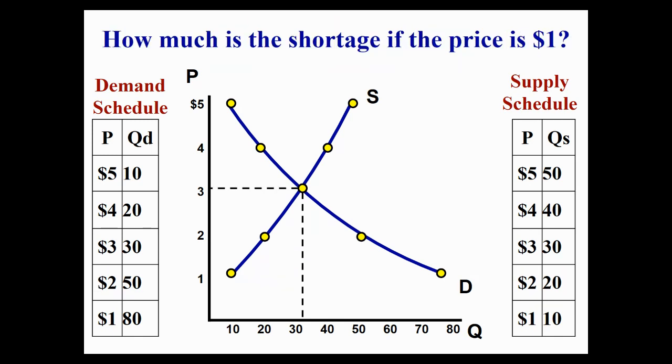So what happens if the price is at $1? Well, at a dollar, the consumers demand 80, and the producers are willing to produce just 10.